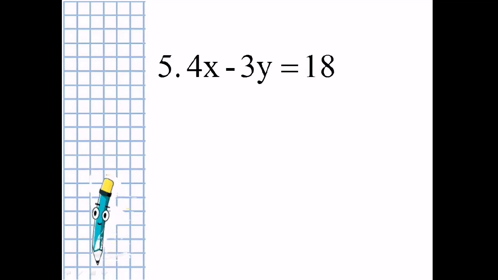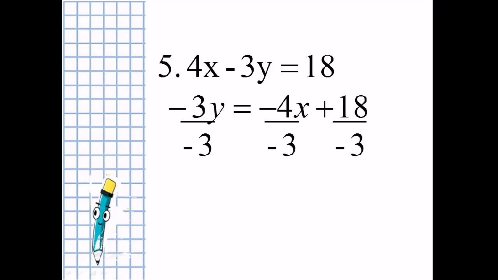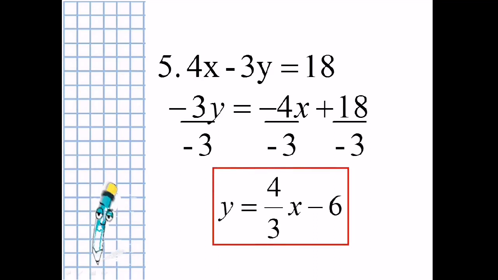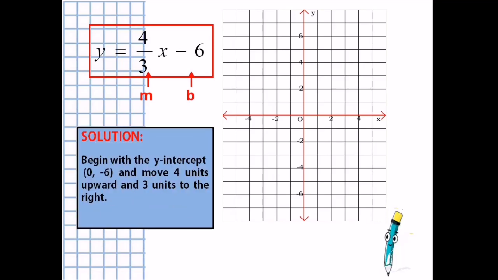Fifth example, 4x minus 3y equals 18. So we have negative 3y equals negative 4x plus 18, and then we need to divide all the terms by negative 3. Therefore, y equals negative divided by negative is positive, so 4/3 x. Then 18 divided by negative 3 is negative 6. So y equals 4/3 x minus 6. So let us graph. So our slope is 4/3 and our y-intercept is negative 6.